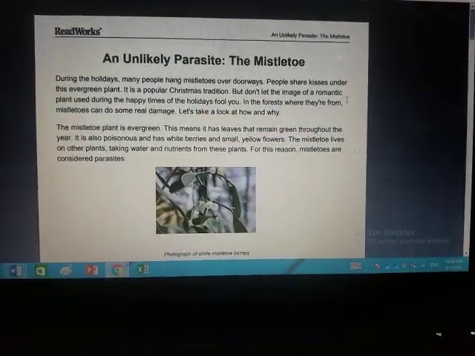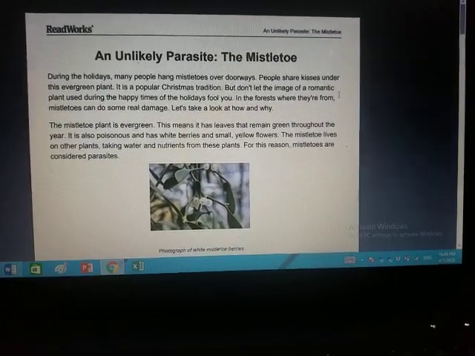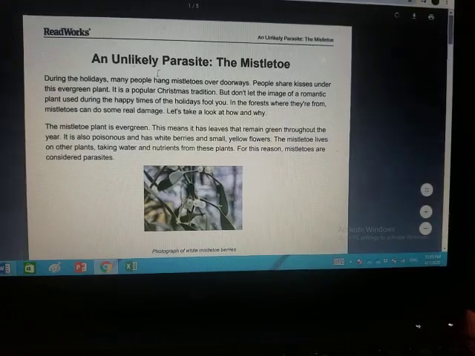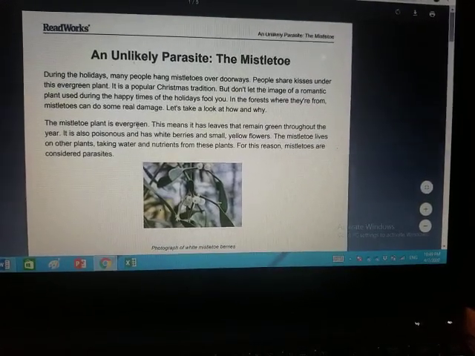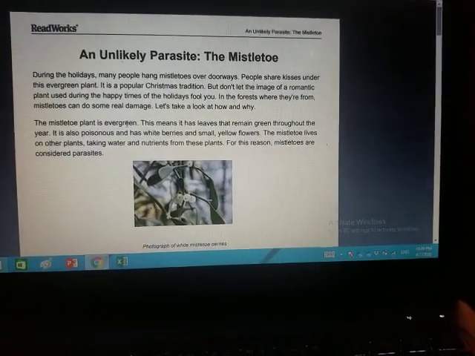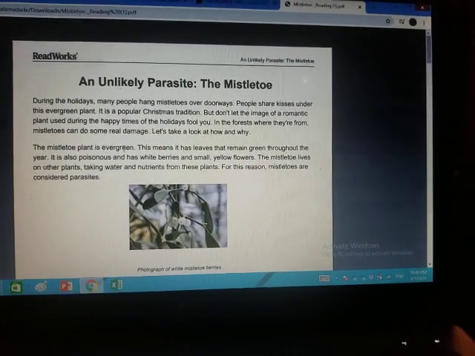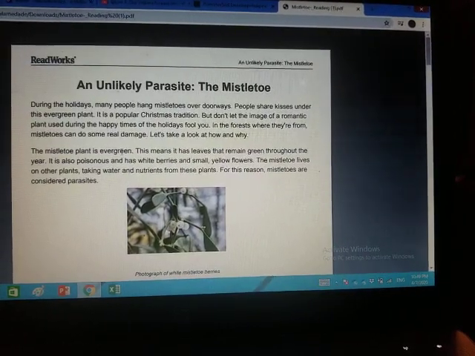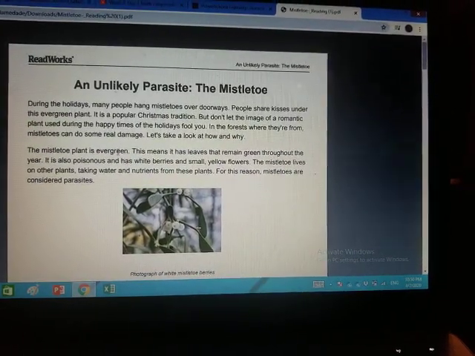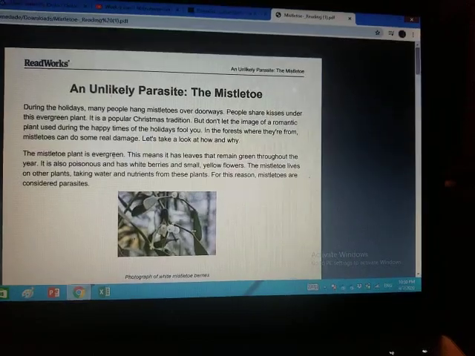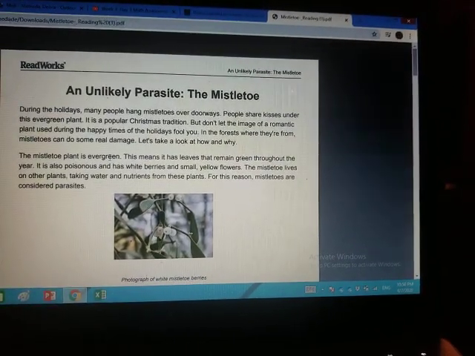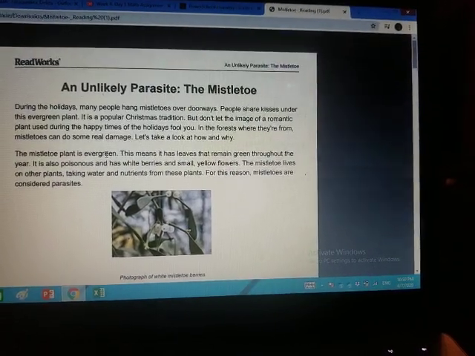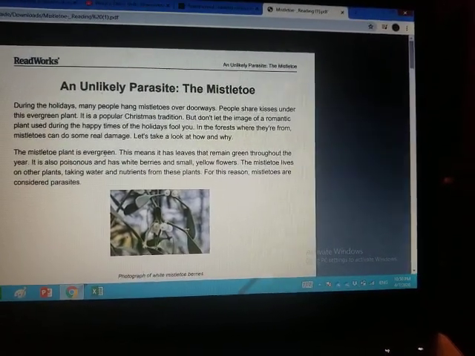All right, so this is called an unlikely parasite, and it's called the mistletoe. During the holidays, many people hang mistletoes over their doorways. People share kisses under this evergreen plant. It is a popular Christmas tradition. But don't let the magic of the romantic plant used during the happy times of the holidays fool you. In the forest where they are from, mistletoes can do some real damage. Let's take a look at how and why.